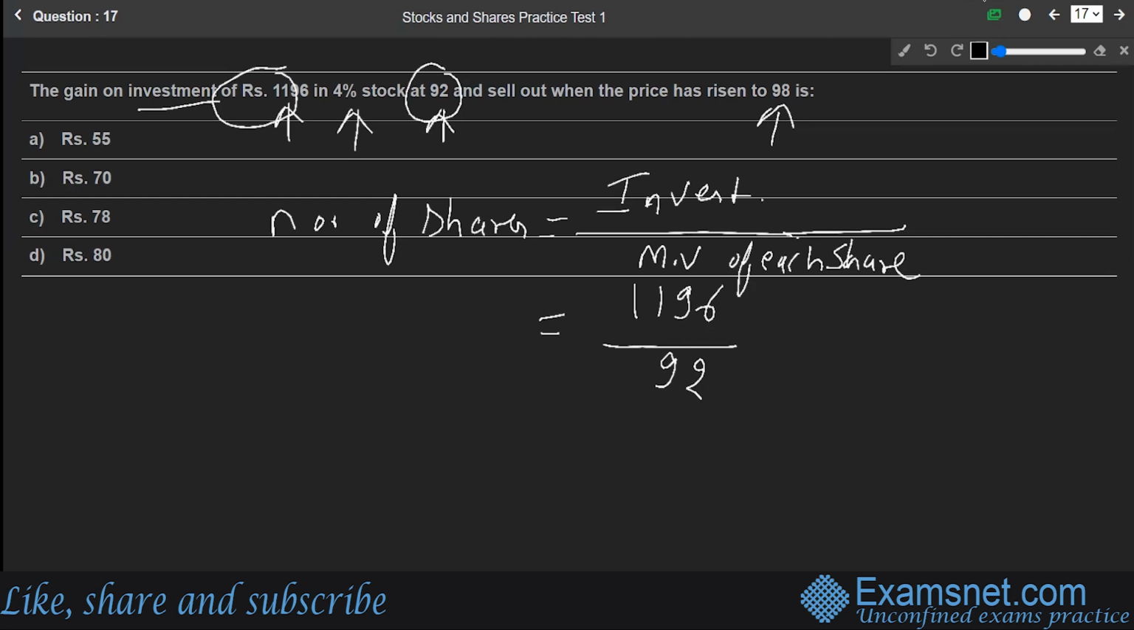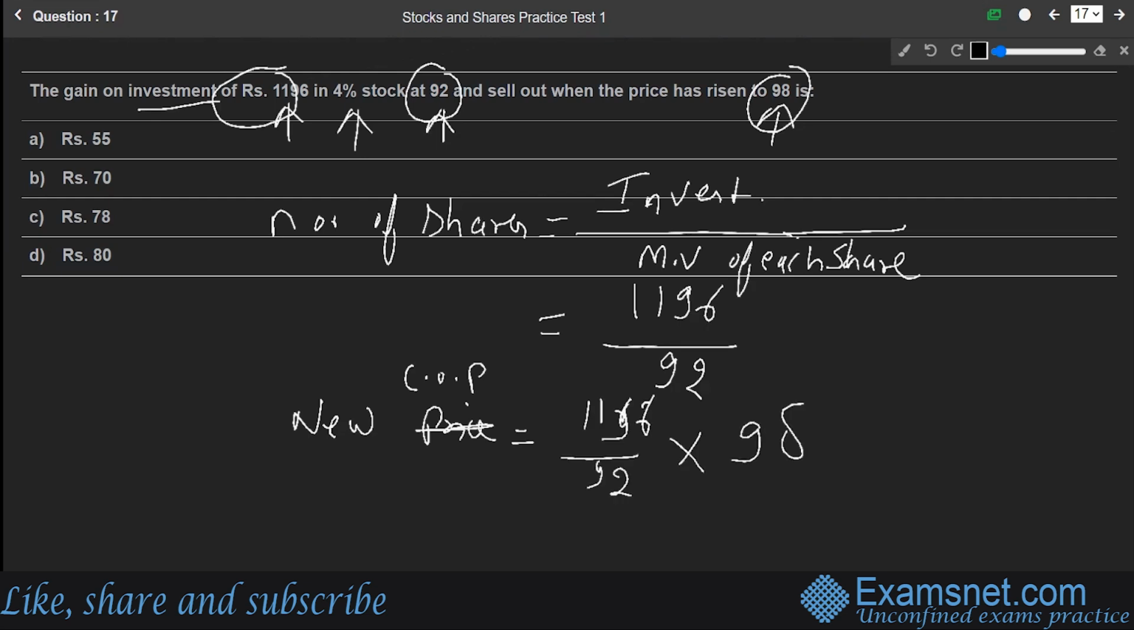Now, these are the number of shares. Then they were sold out when the price has risen to 98 rupees. So the new cost, we should write new cost of purchase, is nothing but total number of shares, that is 1196 by 92, multiplied by cost of each share, 98. If you solve this further, this comes out to be 1274 rupees. So when he sold these many shares at 98 rupees each, he received the money, 1274.